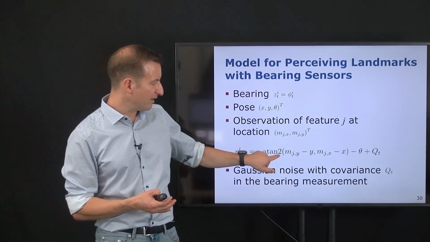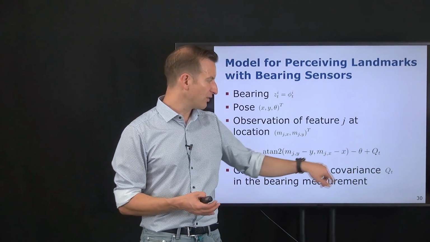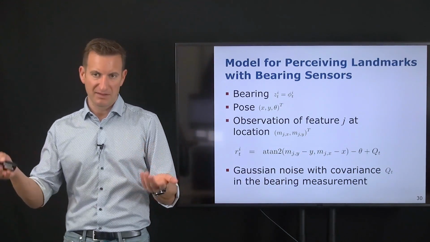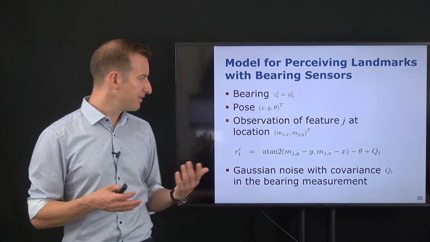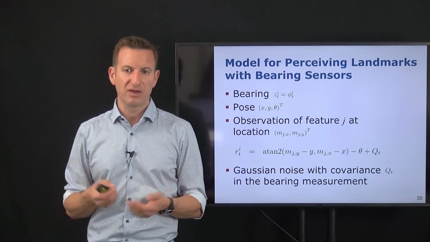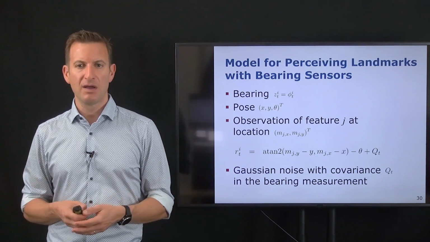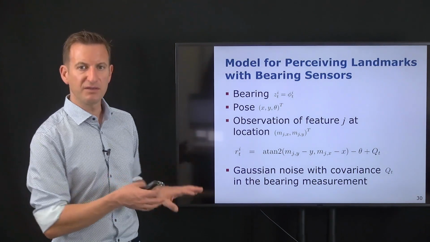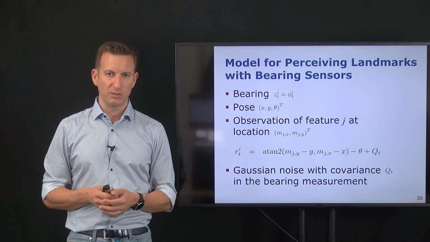It's basically in which orientation it should be, minus where I am, and that's the location where you should actually observe your landmark. And then you may add some Gaussian noise to this with covariance in this bearing measurement. This would be a simple model for perceiving landmarks or points in the environment, here in the 2D case, but of course easily generalizable to the 3D world.